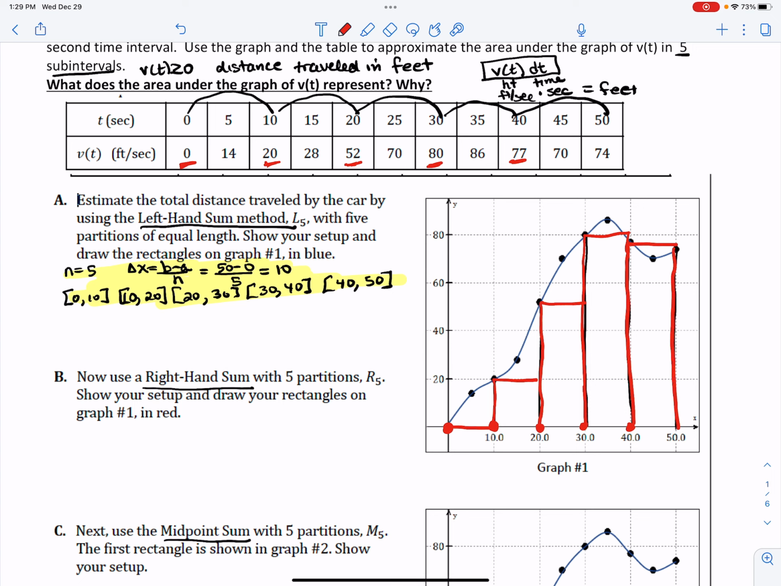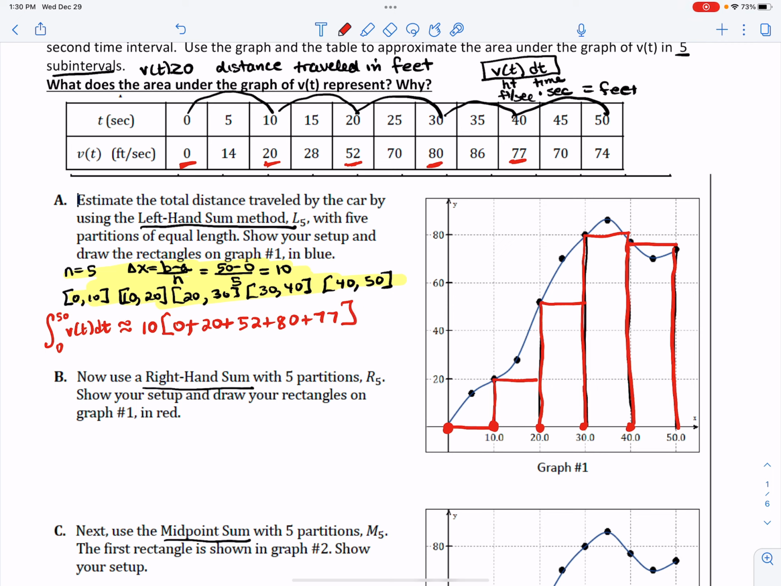The sum of the areas of these red rectangles would represent the distance traveled in feet. So the definite integral from 0 to 50 of the velocity, because this represents the area under the velocity curve, is about equal to 10, which we can factor out because it's the width of all the rectangles, times 0 plus 20 plus 52 plus 80 plus 77.